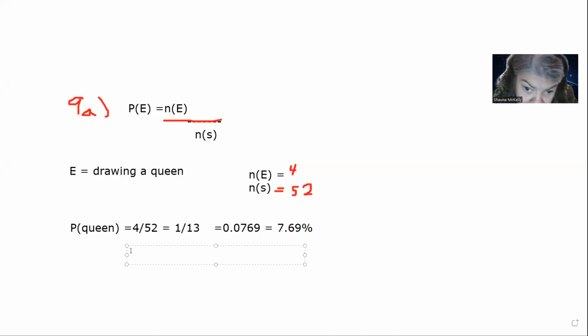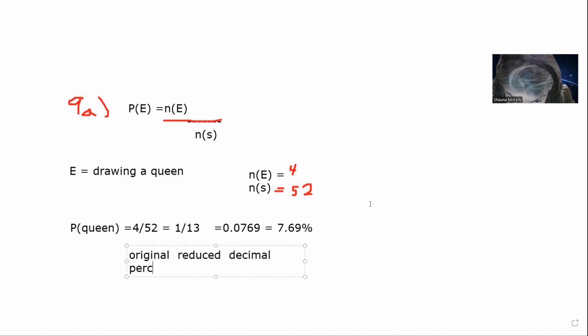So you have this in 4 types. You have it in the original form, then you have the reduced or simplified fraction, then you have the decimal, and then you have the percent, which is typically the way that she wants the answer. There are some exceptions, but especially with classical probability, that's how we do it.